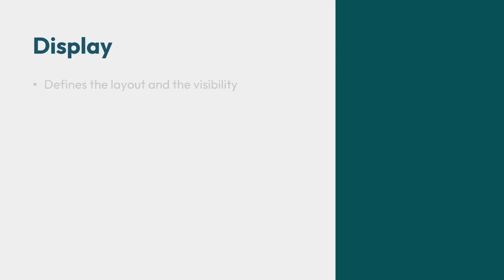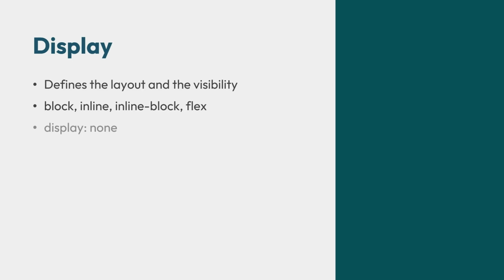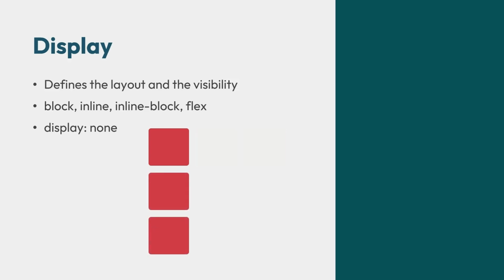Now we have display. Display defines the layout and the visibility of items in CSS. It can be block, inline, inline block, or flex. These are the most commonly used displays in CSS. It can also be display none. We will talk about it more during the course, but it basically just determines the positioning of the elements. So we can, for example, put them in a horizontal row or vertically in a column and so on.